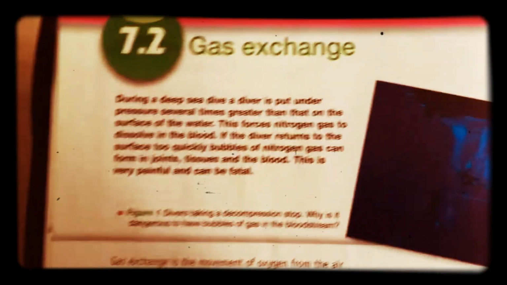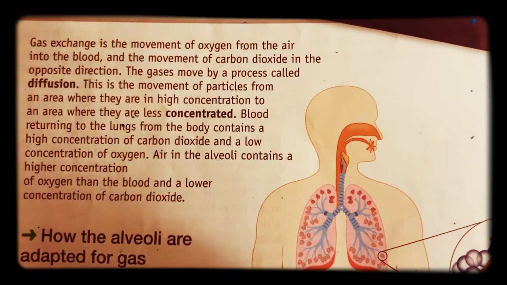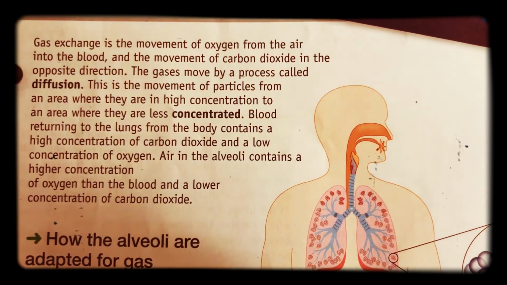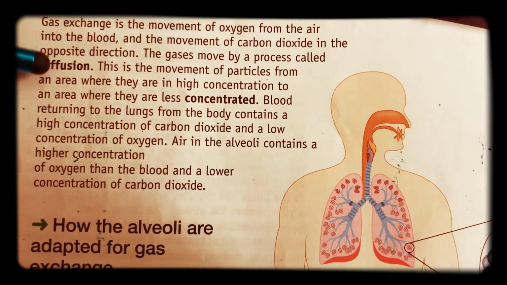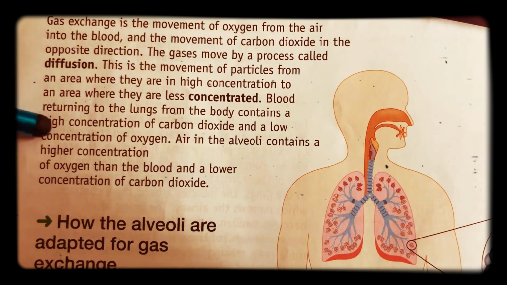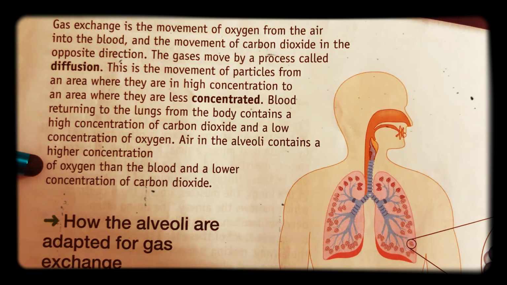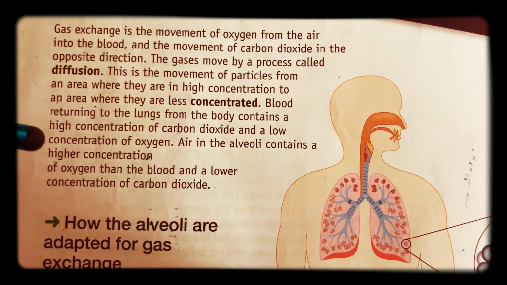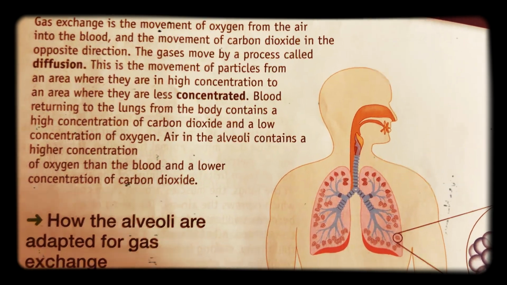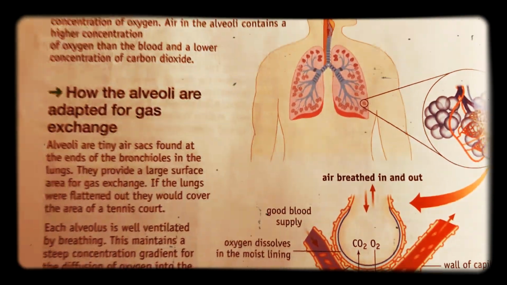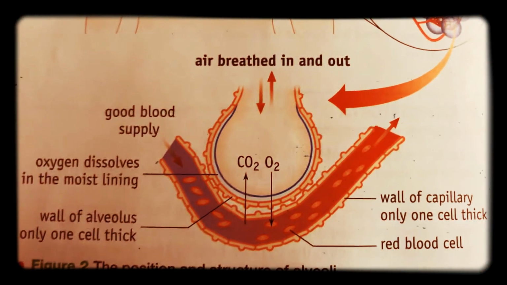Now, moving on to gas exchange. The big theme here is that the movement of oxygen from the air into the blood and the movement of carbon dioxide in the opposite direction takes place through diffusion, the movement of particles from an area of high concentration to low concentration. The blood returning to the lungs from the body contains a high concentration of carbon dioxide and a low concentration of oxygen. The air in the alveoli contains a higher concentration of oxygen than the blood and a lower concentration of carbon dioxide. So here's a clear picture of it.